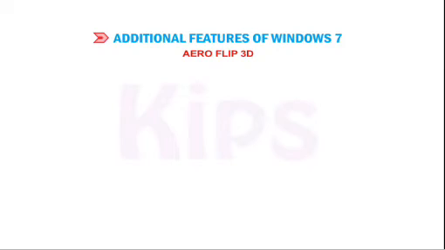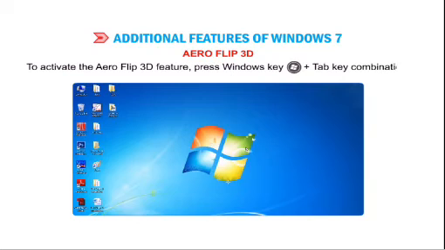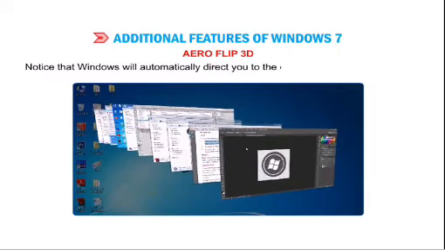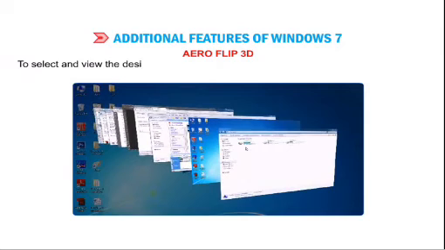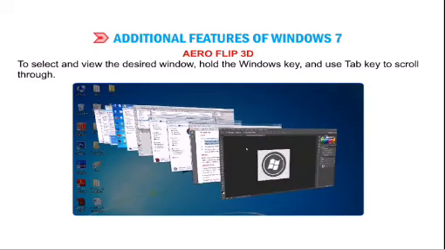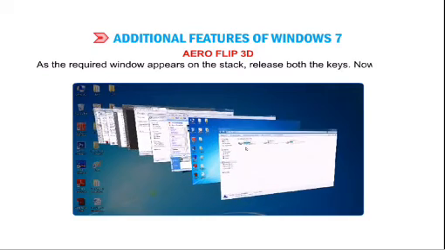Aero Flip 3D. It is an interesting feature of Windows 7. This feature enables you to preview all open windows as a stack. To activate the Flip 3D feature, press the Windows key plus Tab key combination. Notice that Windows will automatically direct you to the desktop displaying the open windows. To select and view the desired window, hold the Windows key and use the Tab key to scroll through. As the required window appears on the stack, release both keys. Now it will open on the screen.